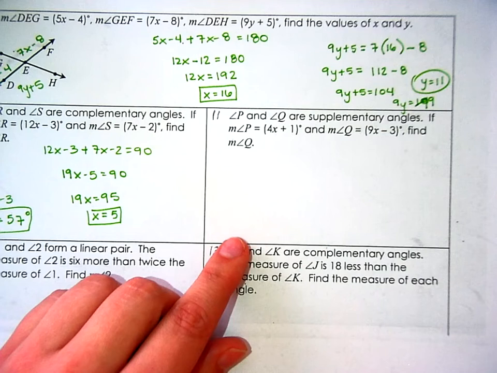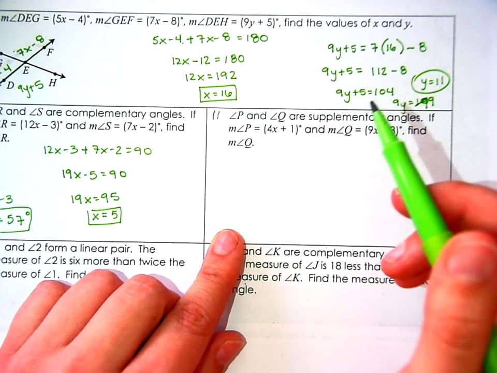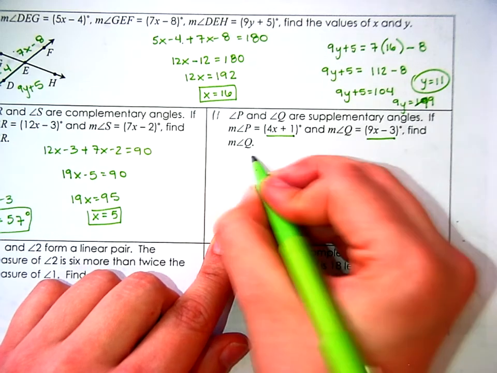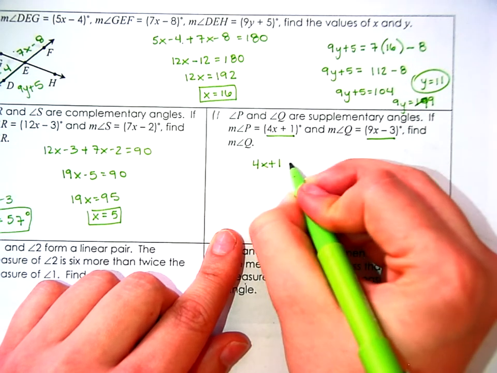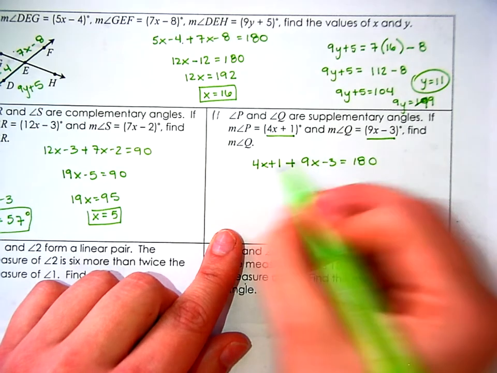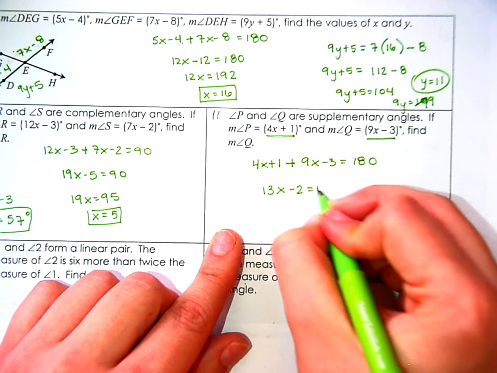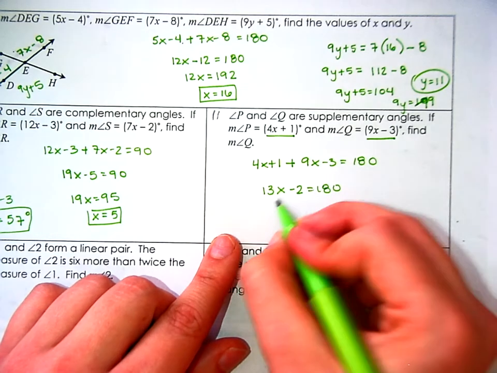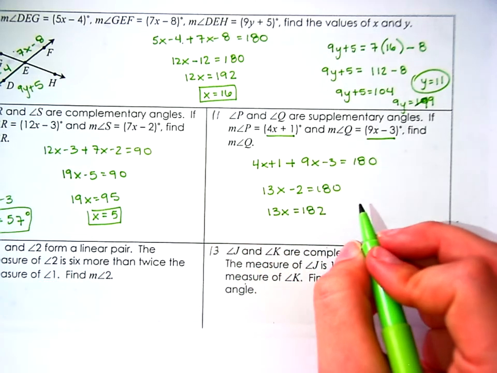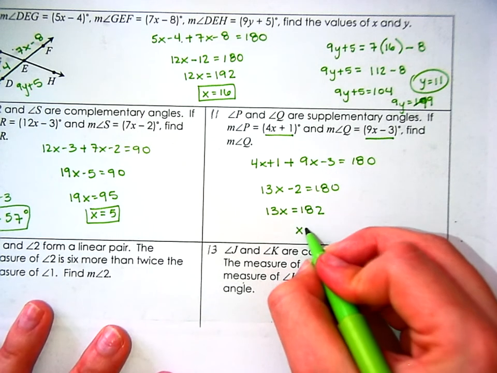Okay, almost done with this page. P and Q are supplementary. Okay, now my brain's telling me 180 degrees. So we're going to take this and we're going to add it to the other angle to equal 180. 4x plus 1 plus 9x minus 3 equals 180. Okay, combine like terms. So it's going to give me 13x minus 2. I'm going to add 2 to both sides. So that gives me 13x equals 182. And if I do 182 divided by 13, x equals 14.